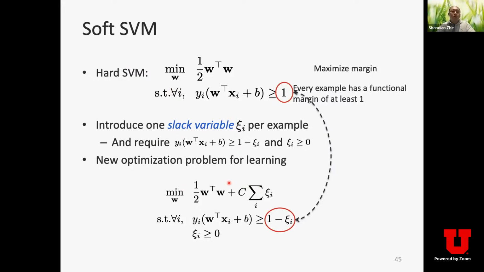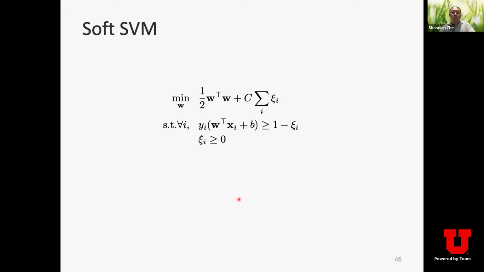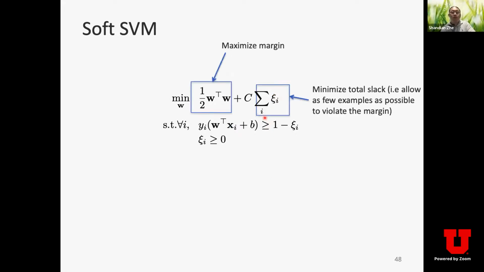Notice that we not only modify the constraint, we also modify the objective. The hard SVM objective is simply to minimize half of the square norm of the weight vector. But in soft SVM, we add an additional term. This is to maximize the margin, and we want to minimize the summation of all the slack variables. Every example has a slack variable. Why do we want to minimize the summation of slack variables?